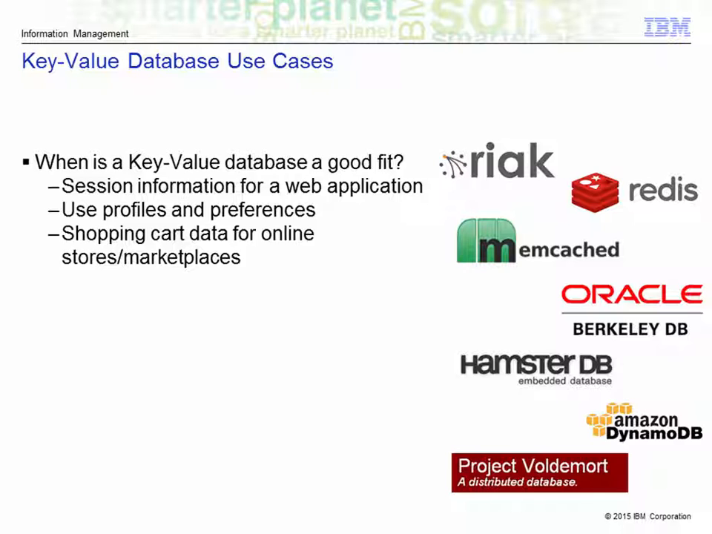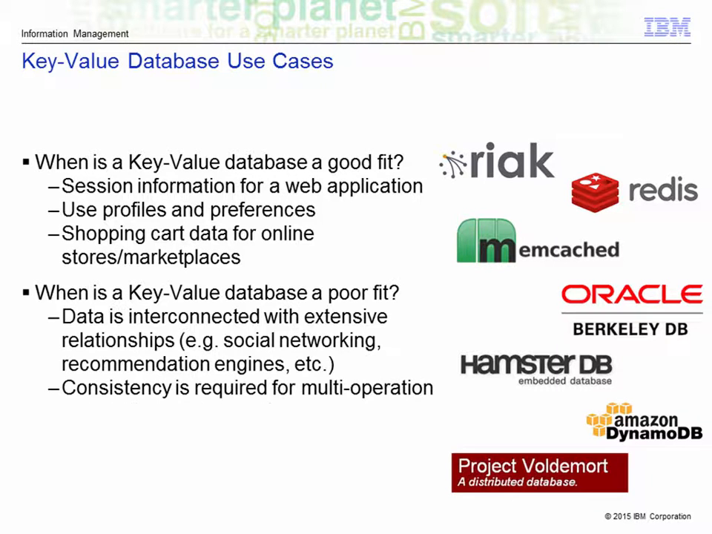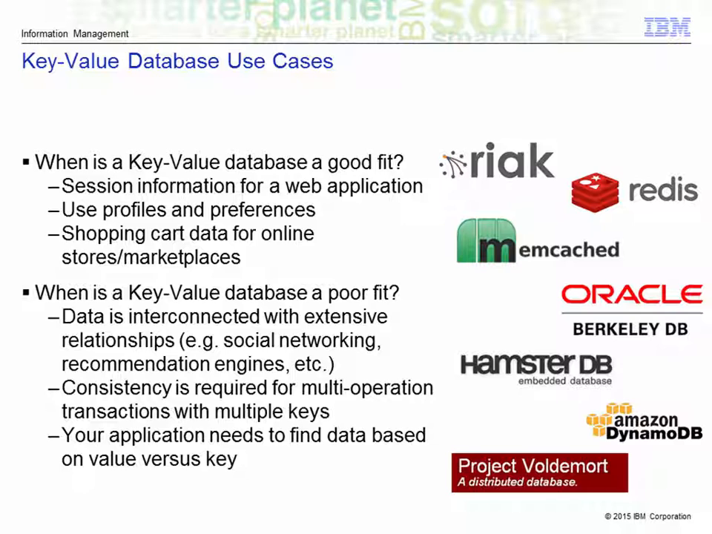For example, storing and retrieving session information for a web application. Each user session would receive some sort of unique key, and all data would be stored together in the opaque value blob. Plus, there would be no need to query based on the information in the value blob. All transactions would be based on the unique key. Similar use cases would be for storing user profiles and preferences within an application, or even storing shopping cart data for online stores or marketplaces.